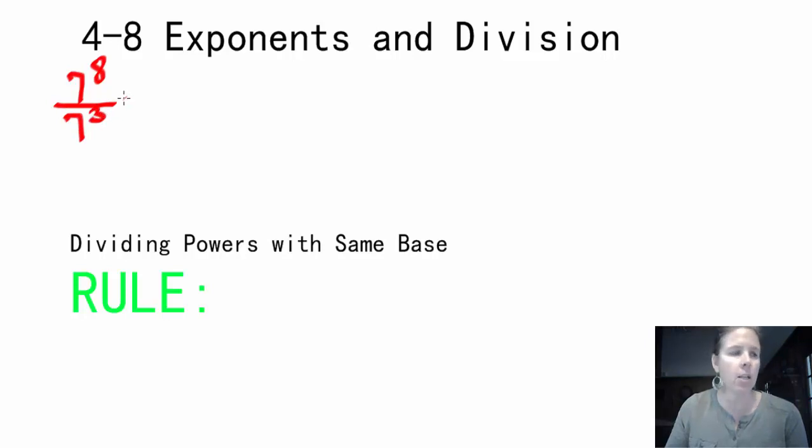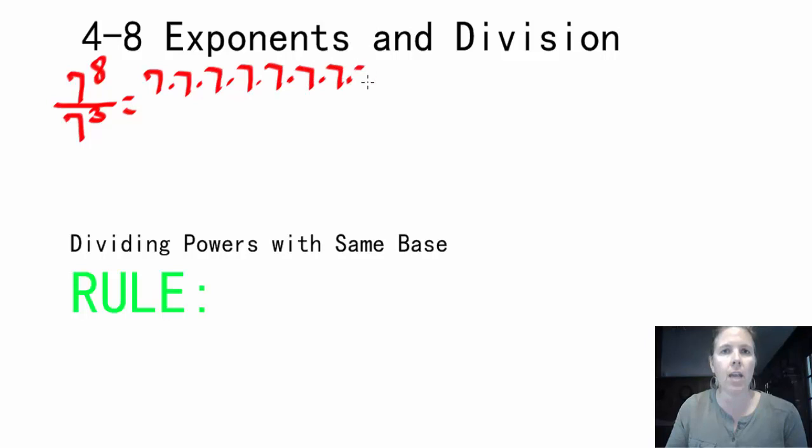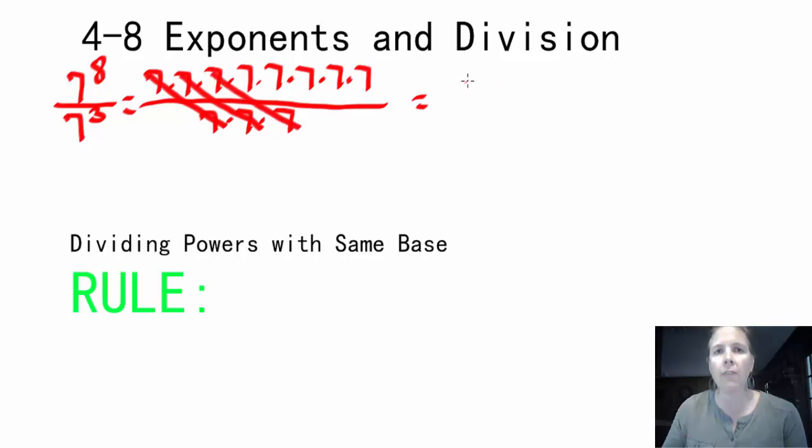If you want to do this the long way, this would be 7 times 7, 8 times, divided by 7 times 7 times 7, 3 times. Like we did before, we can cancel out. There's 1, 2, 3, so we're left with 7 to the 5th on the top. An easier way is to just take 8 minus 3 and get 7 to the 5th power.